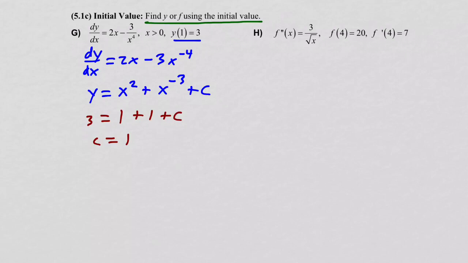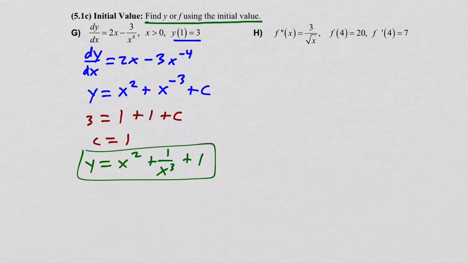And so our actual equation for the original function will be x squared plus 1 over x to the third plus 1. And that is our initial value equation. Remember, you can take your equation and check it. I certainly encourage you to do that.